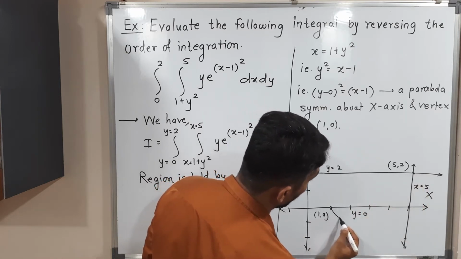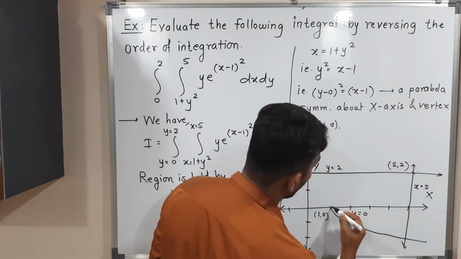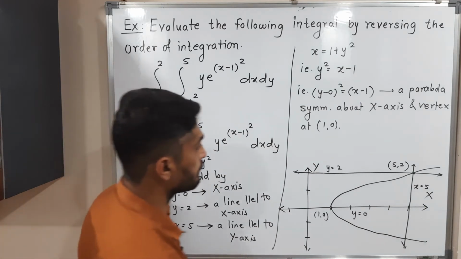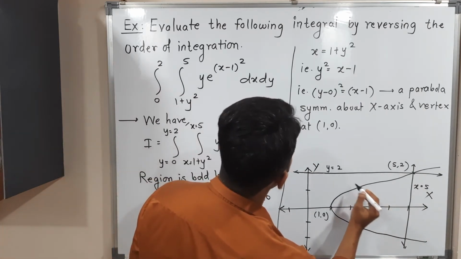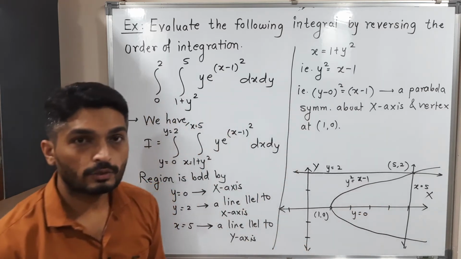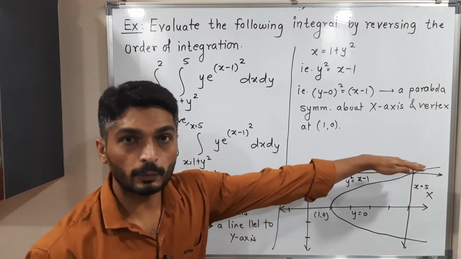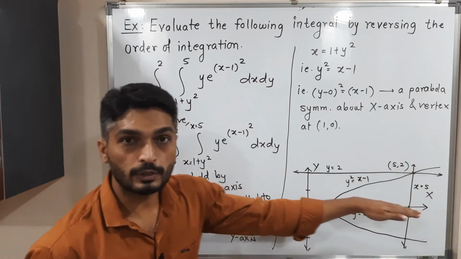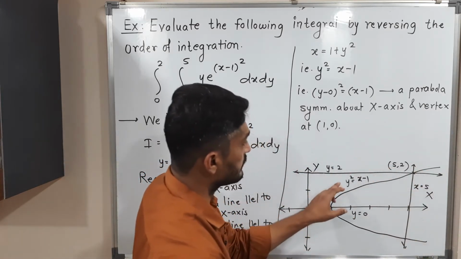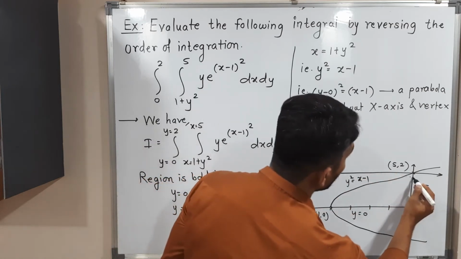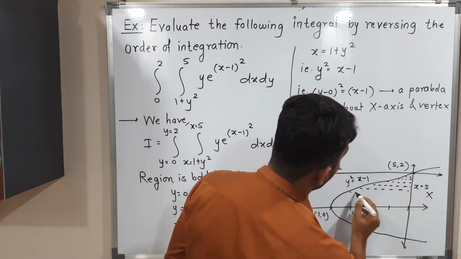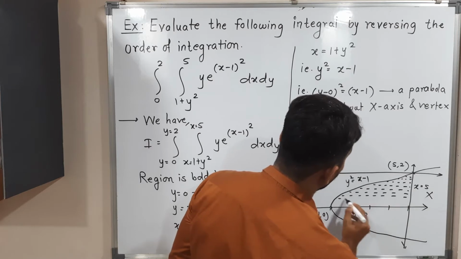Let me draw the rough sketch of the parabola. It will be like this, and I draw the parabola here which passes through this point. In this way we got the parabola. Its equation is y square is equal to x minus 1. So the region is bounded by y is equal to 2 and y is equal to 0, that means our region lies between these two lines, bounded by x is equal to 5 and this parabola also. This region will satisfy all these conditions, so this is our region of integration.